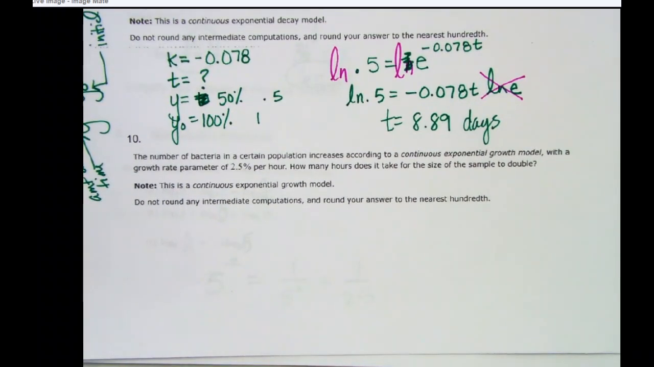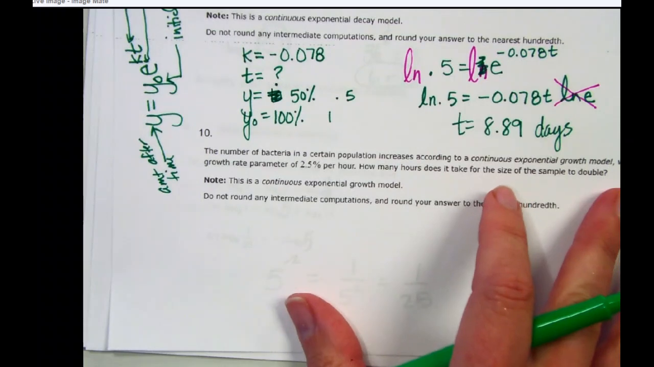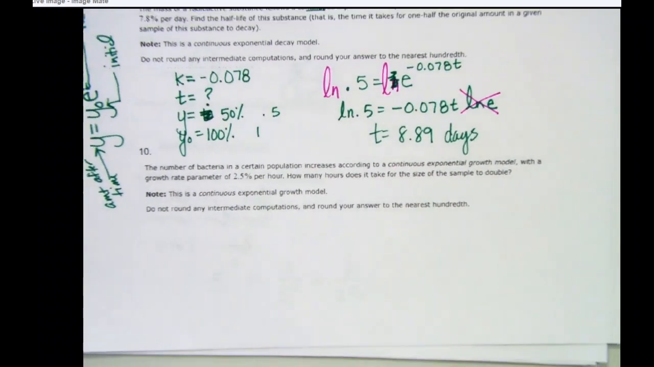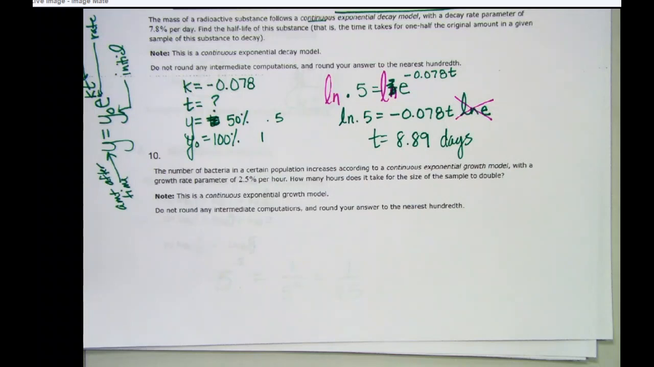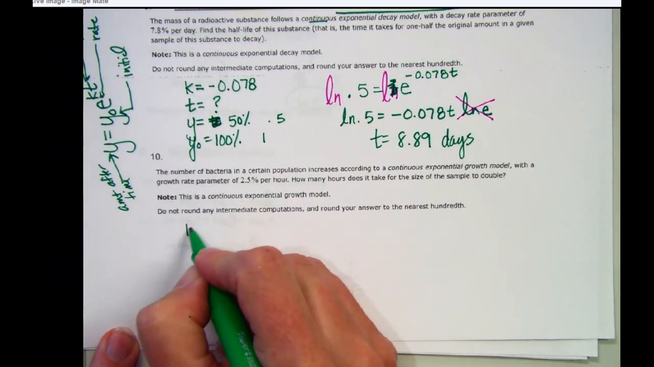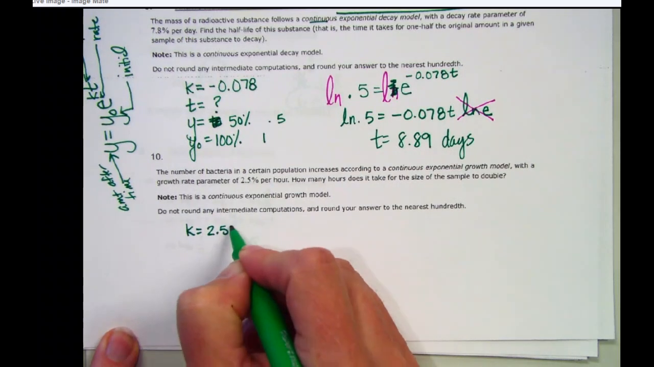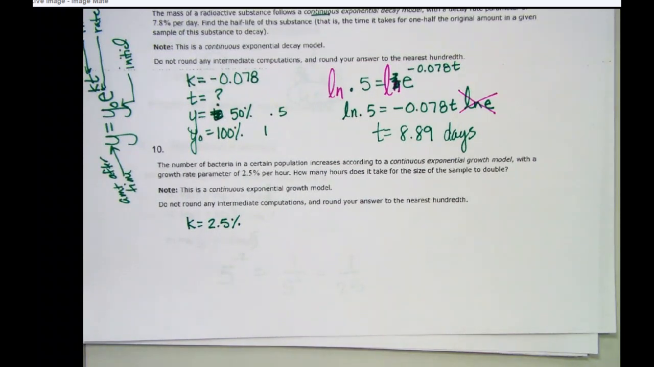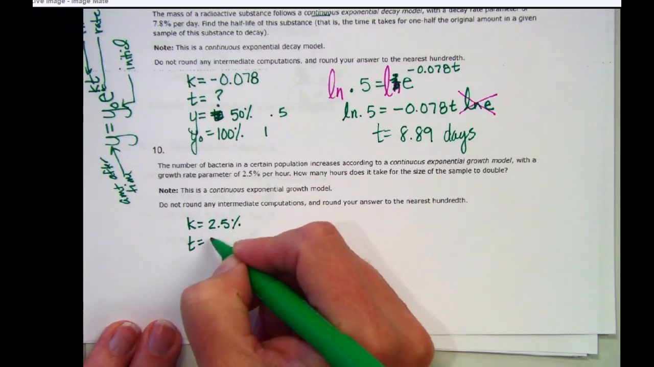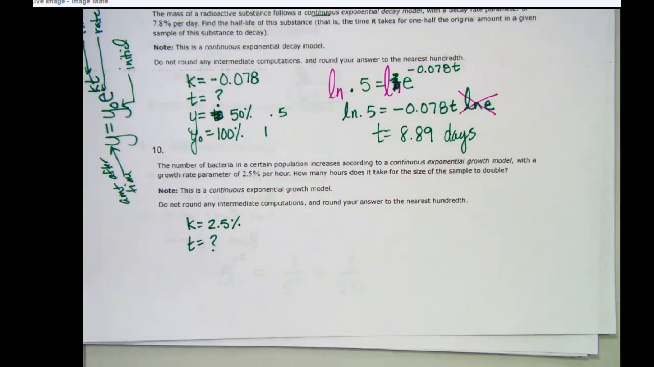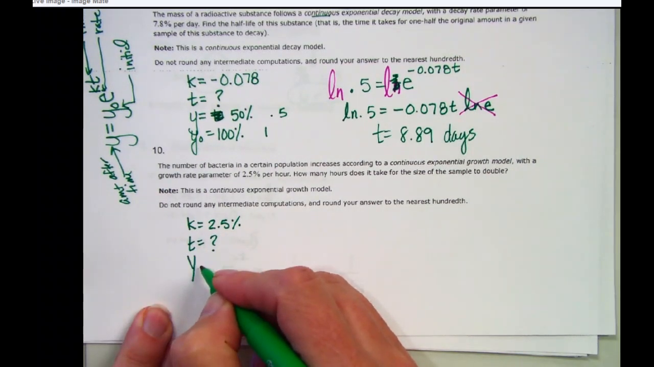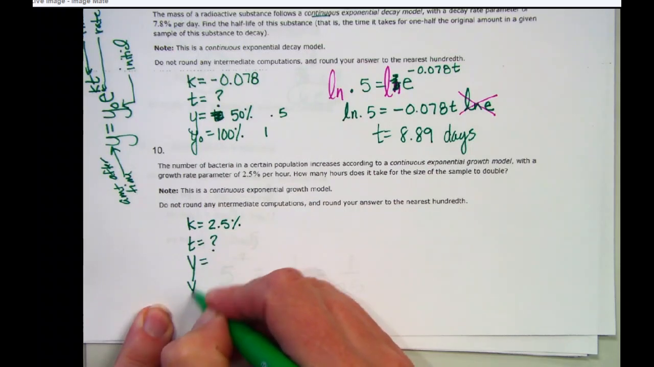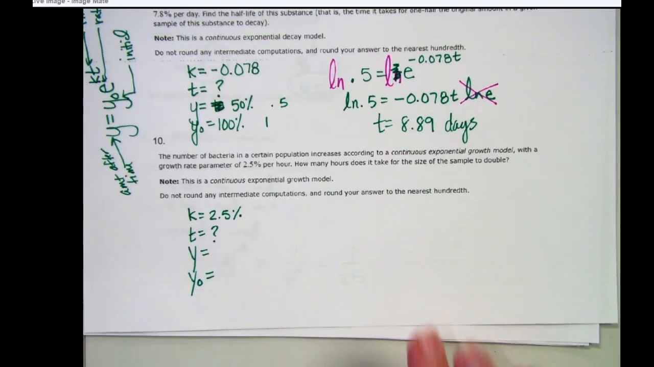Okay, last one. Similar, we'll use the same formula over there. Let's make sure we pay attention to how the in the beginning and after time things work. The number of bacteria in a certain population increases exponentially, continuously with a growth rate. So my growth rate is 2.5%. How many hours does it take? I'm still looking for time. I don't know. So that means I need to know my y, and I need to know my y sub naught, my initial amount.